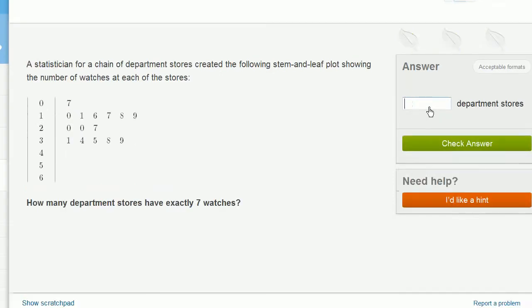Let's try it on another one. A statistician for a chain of department stores created the following stem and leaf plot showing the number of watches at each of the stores. How many department stores have exactly 7 watches? Well, that's only this one right over here. 0, 7 watches. This one and that one are not 7. This is representing 17 because it's in the row with 1 at the beginning. This right over here represents 27 because it's in the row with the 2 at the beginning. So there's only one store that has exactly 7 watches.